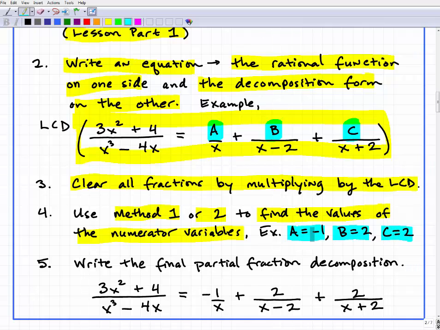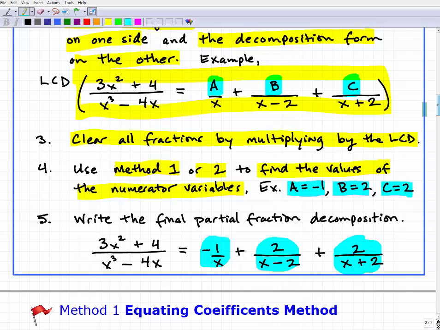And so we just plug in. We replace the A with -1, so if you notice, we'll get this. We'll replace the B with 2, and we'll get this. And we'll replace the C with 2, and we'll get this. All right, so instead of having a general decomposition form, we have the actual answer.